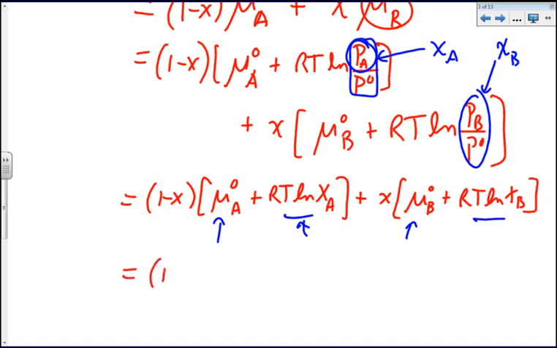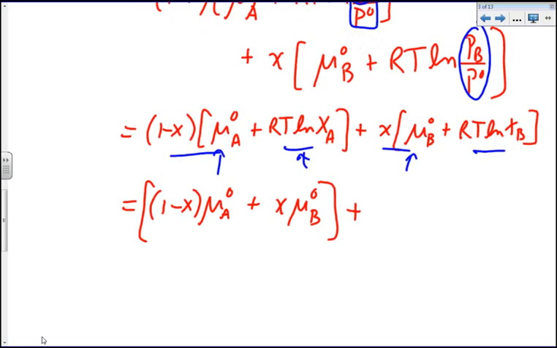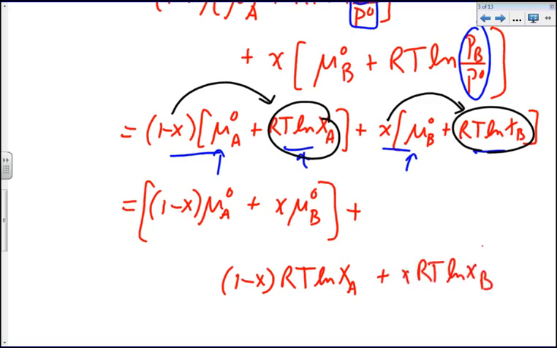So I'm going to have 1 minus X times mu naught A plus X times mu naught B. These two I'm going to put together here, plus this term and this term. Note that this has to be multiplied by 1 minus X, and this is multiplied by X. So this is going to be 1 minus X times RT natural log of x of A, plus X times RT times natural log of x of B.